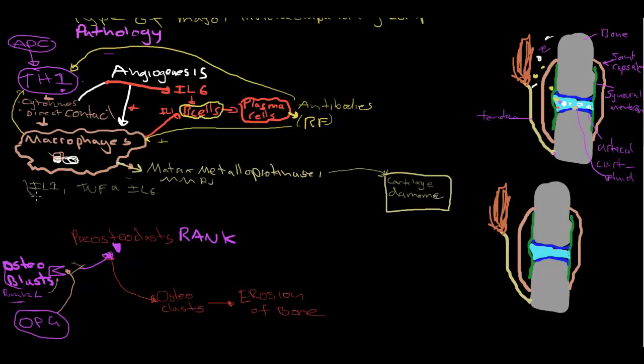So what happens is these cytokines, it doesn't matter too much how they do it, but what they do is they get rid of the OPG, so decrease OPG, and they upregulate and cause way more RANK L. So low OPG or no OPG, lots of RANK L, then causes lots of pre-osteoclasts to become osteoclasts, and that causes erosion of bone. So far we've got erosion of bone and cartilage damage.